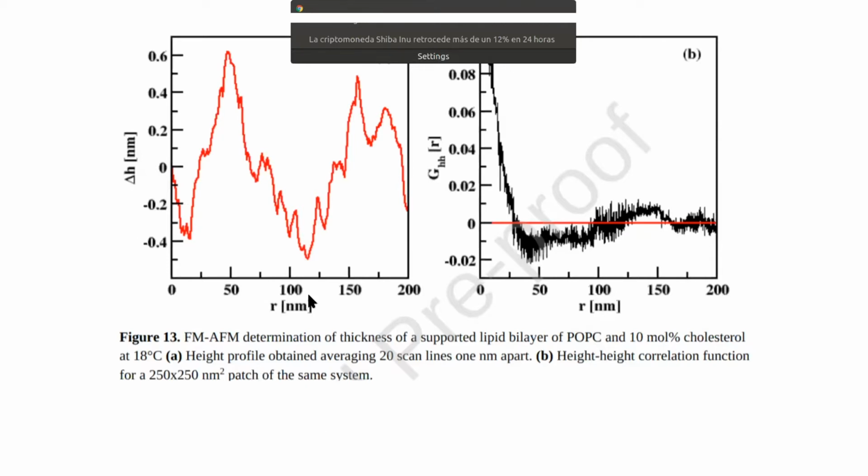And here we have an AFM result on the height. This is in the same bilayer, the POPC and cholesterol, and we have this type of behavior. That means you have a high structure here, and then you go down, and that resembles what you get in the high correlation of the simulation.